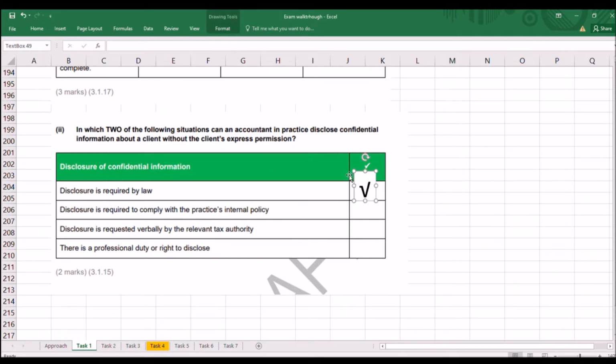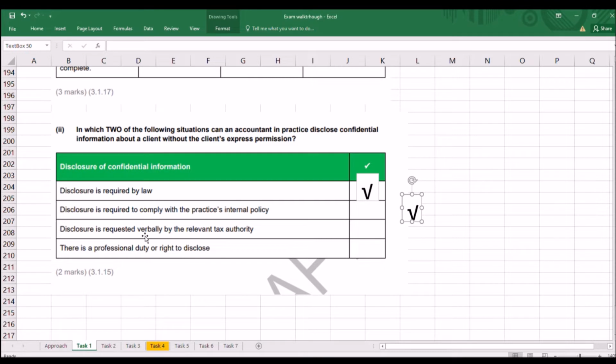Here we're in a court or something like that, or the police have written to us and said, right, we want to know what the transaction was here, and so we're required to provide it. Disclosure is required to comply with the practice's internal policy. Very interesting. So what? You can write whatever you want in your internal policies. That's not going to give you the right to break the client's confidentiality.